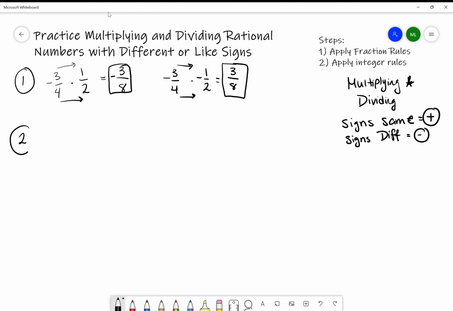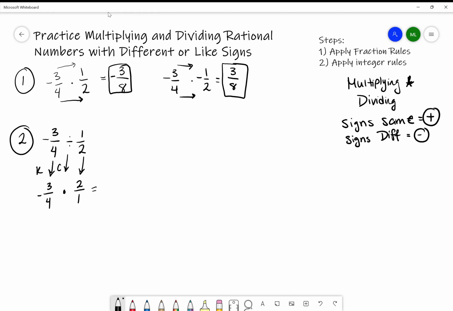Alright, so now let's look at some division problems. Let's say I have negative 3/4 divided by 1/2 this time. What are the fraction rules for dividing numbers? Well, I would keep this one the same, so it's going to be negative 3/4. You can keep the sign in there. Change the division sign to a multiplication sign, and then you will flip the 1/2 to be 2 over 1. Signs don't change, you just bring them down.